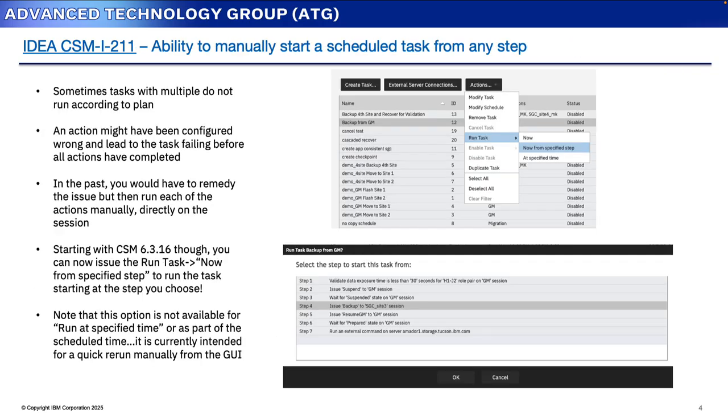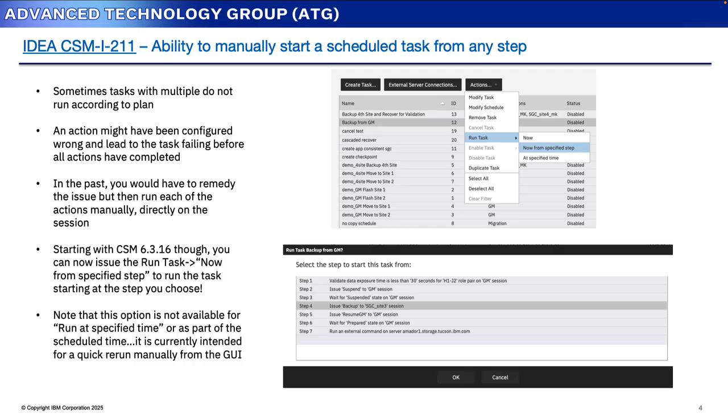All right, the next one has to do with being able to run a scheduled task from a specific step. So say you create a task that has multiple steps, and right in the middle, step 4 or step 3, it failed. And you're like, oh man, I messed that up. Well, now I have to go manually run step 4, step 5, step 6, step 7, all through manual commands. Or I build a separate task that does 4 through 7. Either way, it's kind of tedious.